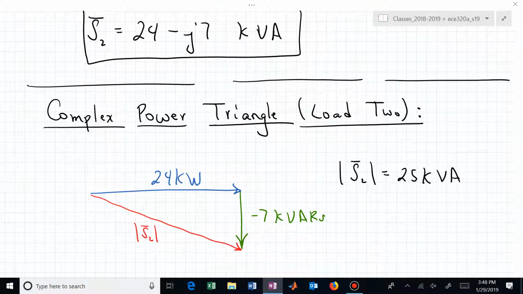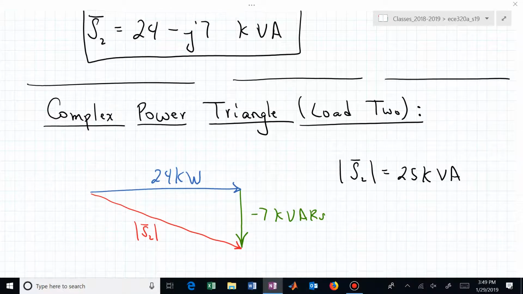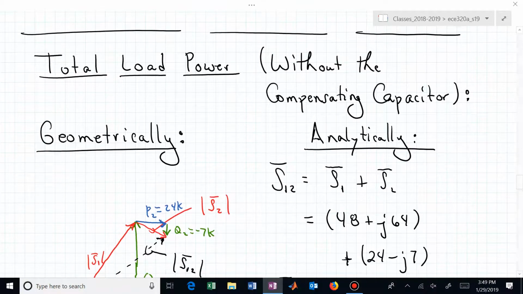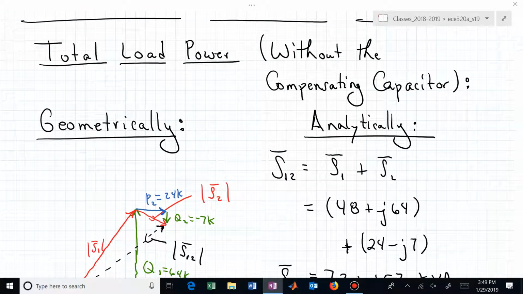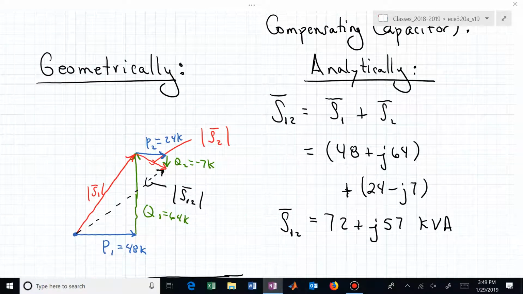And sometimes it's helpful to just draw these triangles. You don't have to do it in multicolors, but I'm trying to be consistent, and you now see, okay, I have the horizontal, I have the vertical, I have the complex value or hypotenuse. The total load power, without putting a compensating capacitor in play, you can look at either geometrically or analytically, or both. I tried to sketch this accurately, so you have 48 and 64 for load 1.